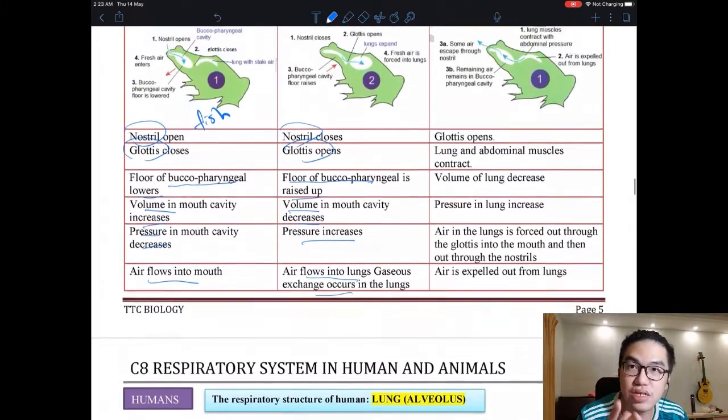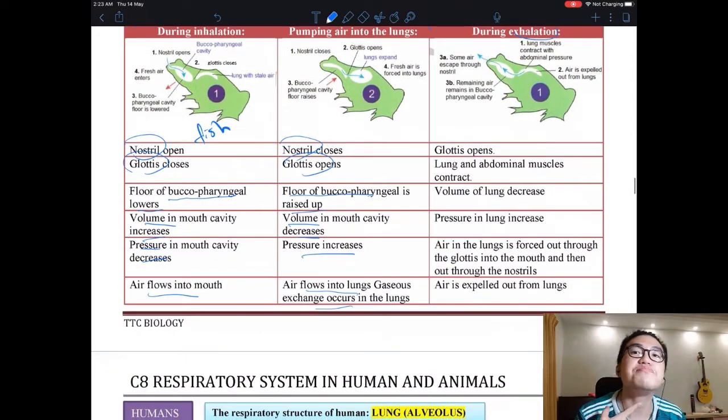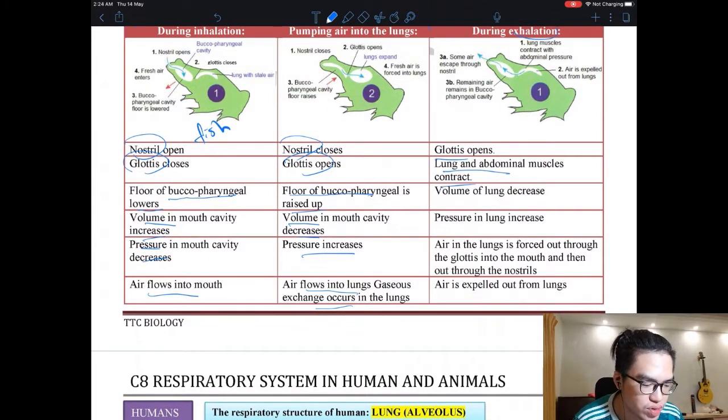So exhalation is very easy. It's also almost like the fish one. The glottis opens. Muscles contract, lungs contract, volume decreases, pressure increases, and air is forced out through the nostril. So all very straightforward stuff. There's not much tricky stuff here. There are no chemical reactions here. It's all just physical breathing mechanisms.